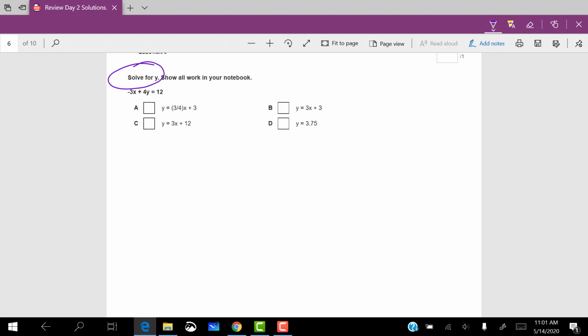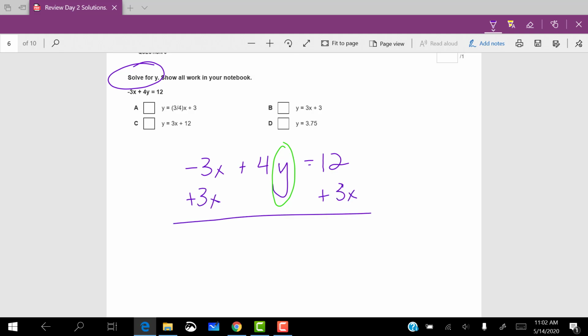Now, this is no longer just solving for a value, but solving for a variable. This says solve for y, so I'm going to rewrite the equation and circle y. And that reminds me that y is the thing I'm solving for. The first thing I'll do is add 3x to both sides. Later, I'll deal with getting rid of that 4. But now I've got 4y equals 3x plus 12. I've got to divide both sides by 4. Everything on both sides. So now I've got 3/4 x plus 3.